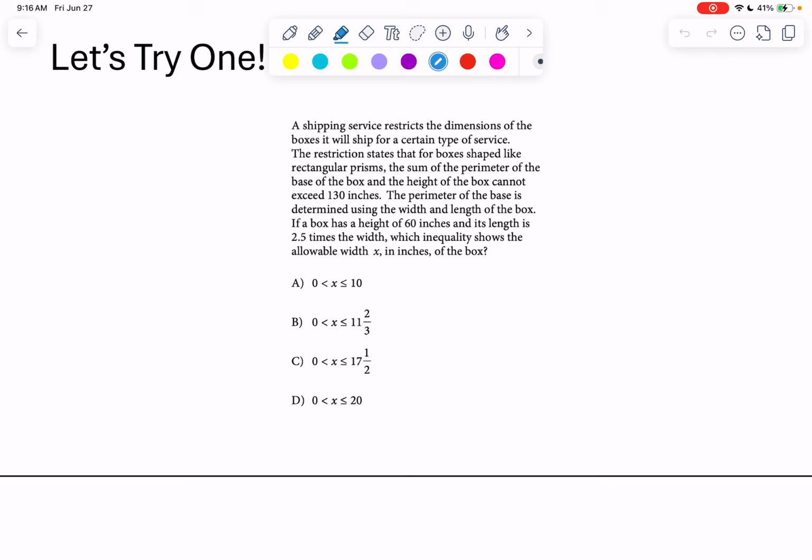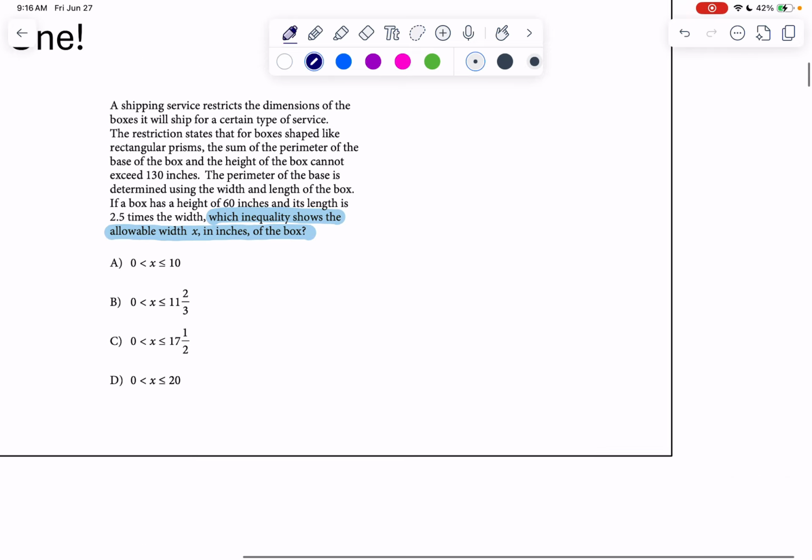So remember, the first thing we're going to do is identify what we're solving for and highlight it with our cursor. Which inequality shows the allowable width X in inches of the box? We're looking for the width of the box as X, yes? Now we're going to turn off our brain cells. We're going to put our brain in a lovely locale, maybe somewhere tropical, and we're just going to extract the information onto our scratch paper. I'm going to do it here onto the screen.